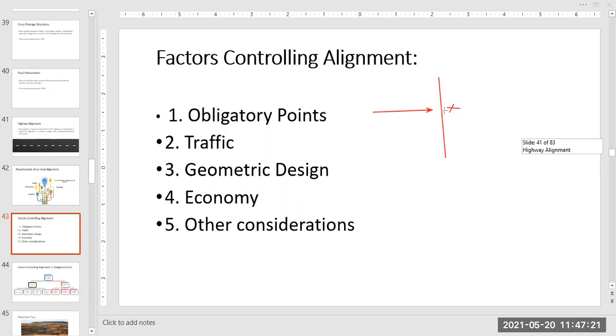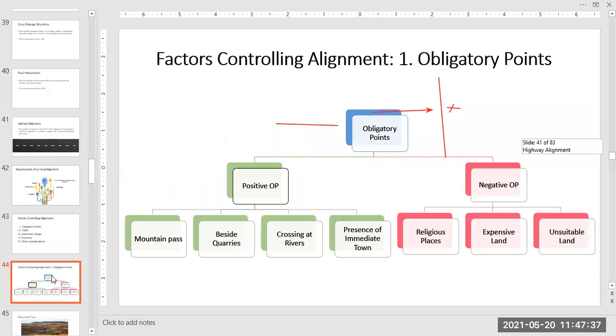This is an obligation. So from the highway point of view, what are the obligatory points? Those things we shall now look at in the picture. When we talk about obligatory points, there are primarily two: positive obligatory points and negative obligatory points.